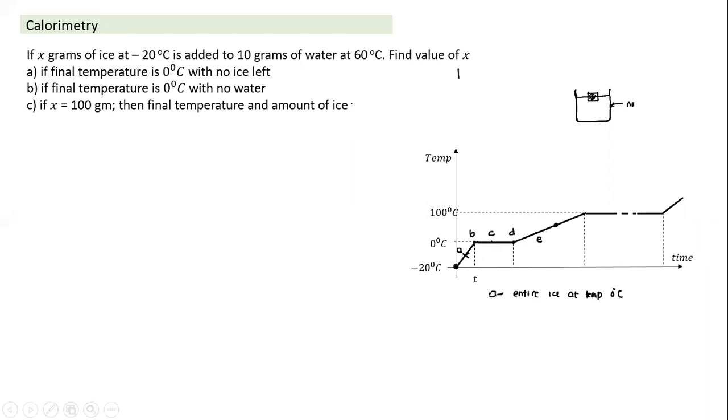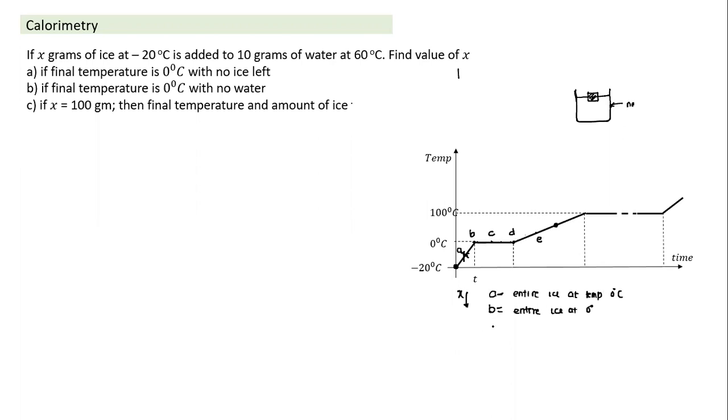Just see what will happen. And what does state B imply here? B implies the entire thing is ice at 0 degrees. So if x is very large and x keeps decreasing, the final state will keep shifting towards the right-hand side.